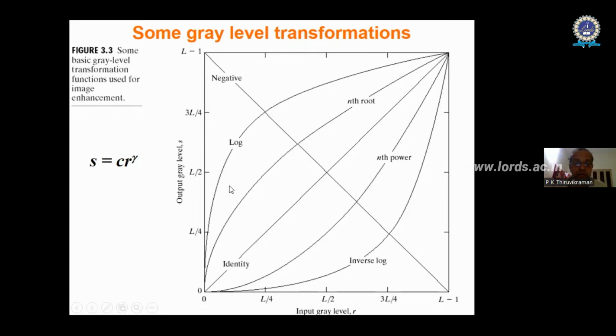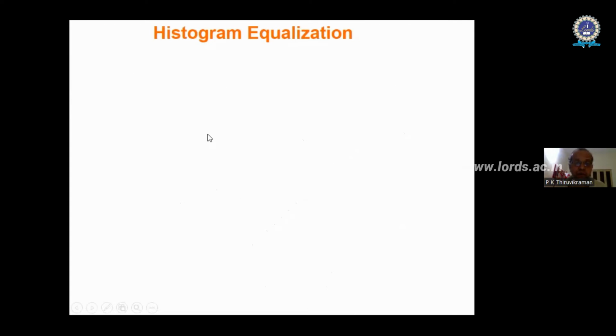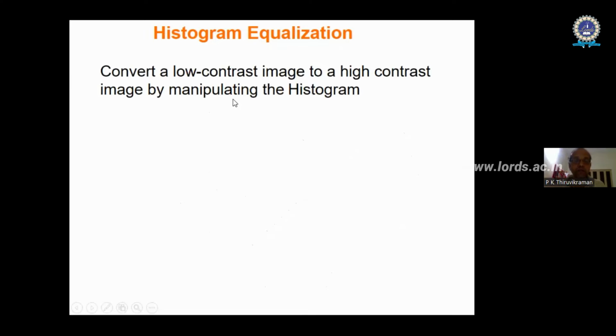Fine. Now let's move ahead and look at histogram processing. Within histogram processing, I will discuss histogram equalization. What we want to do is convert a low contrast image to a high contrast image by manipulating the histogram. Manipulating the histogram means changing the histogram.